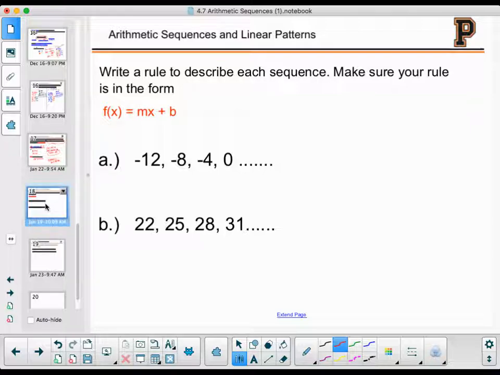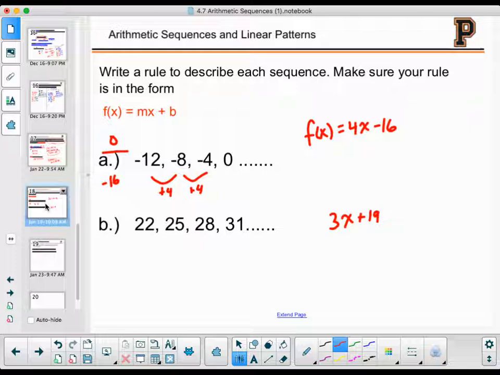We could practice and continue. Common difference here, number to number: these numbers are growing by 4. And the 0 term, the value of f(x) when x is 0, in this case would be negative 16. The rule for this would be 4x - 16. We could continue on. The second one would increase by 3 per term, starting at 19. So 3x + 19 is the rule for that one.